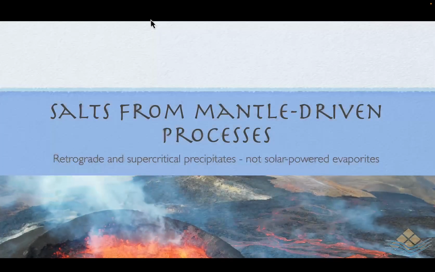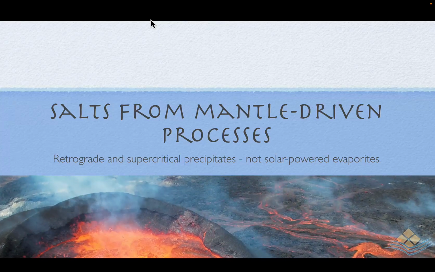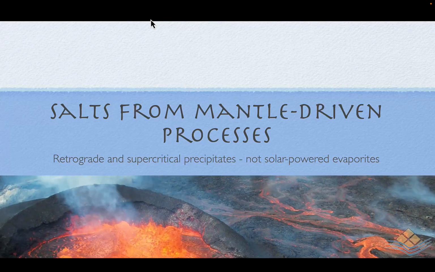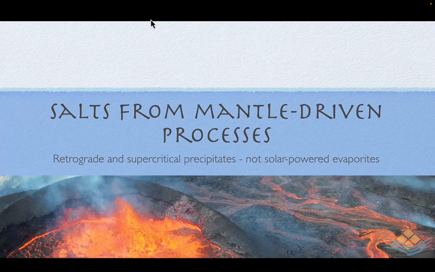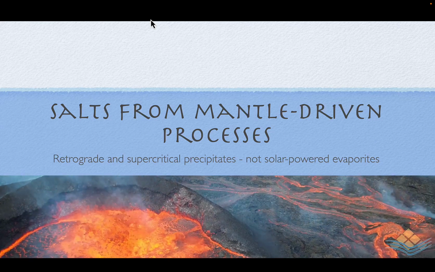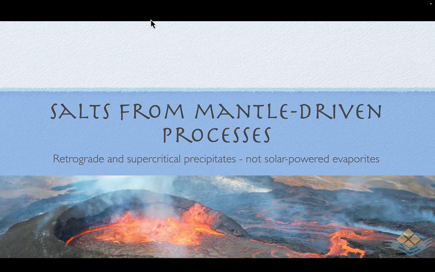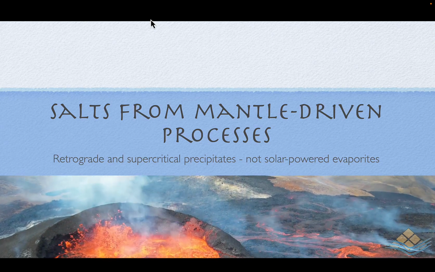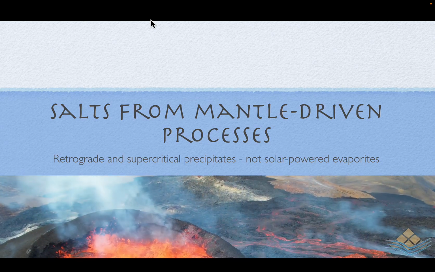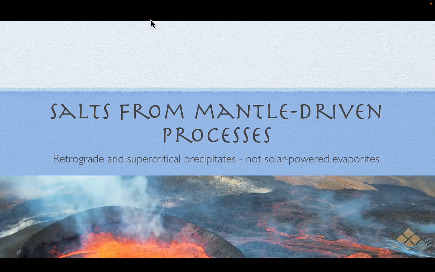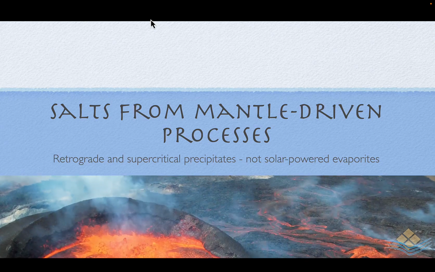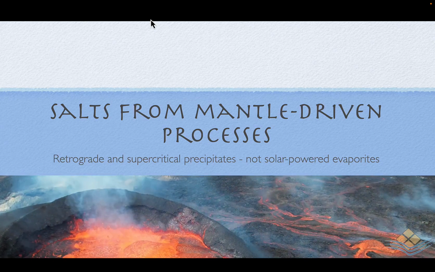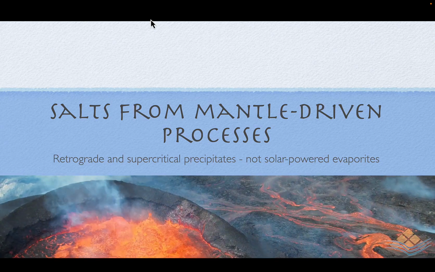This module looks at salts from mantle-derived processes. They're not true evaporites, they're not solar powered, they're not related to uptake of solar heat by a brine on or near the Earth's surface. Rather, they're related to a variety of retrograde salts and also the supercritical properties of brines at extremely high temperatures and pressures in the subsurface.